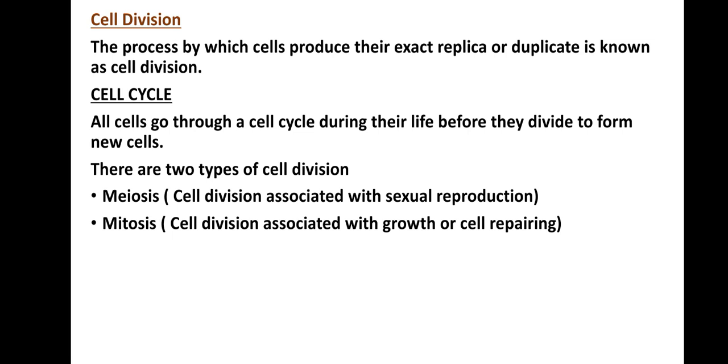Life cycle of cells involves two main events: interphase and cell division. There are two types of cell division: mitosis and meiosis. The cell division associated with sexual reproduction is called meiosis, and the cell division associated with growth and cell replacement repair is called mitosis.